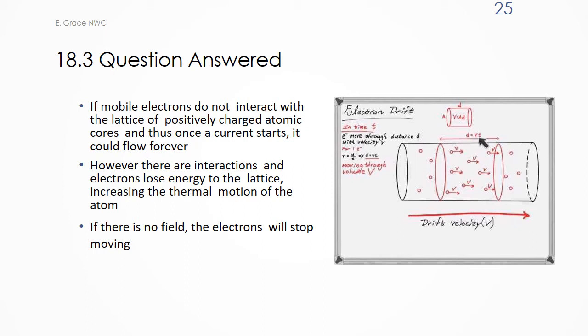If mobile electrons never interacted with the lattice of positively charged atomic cores, then once a current starts, it could flow forever. Actually, we are going to look at a case where this does happen. It's very cool, but that comes later. But what really happens is that the field starts the electrons moving and they just start bopping around into all of these little positive cores, increasing the thermal motions of the atoms, generating heat, just making a whole mess of things. So if there's no field to keep them moving, the electrons are going to stop. They're going to lose that momentum that they gained from the electric force of the applied electric field.